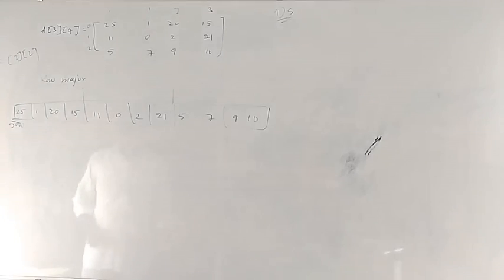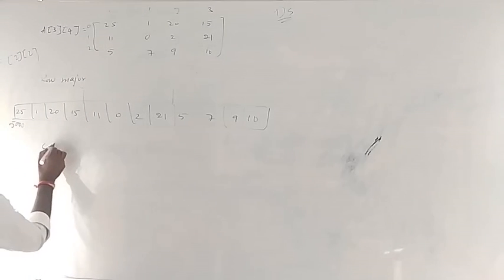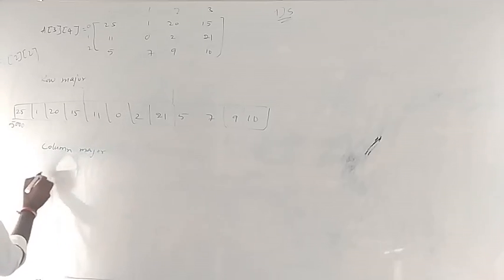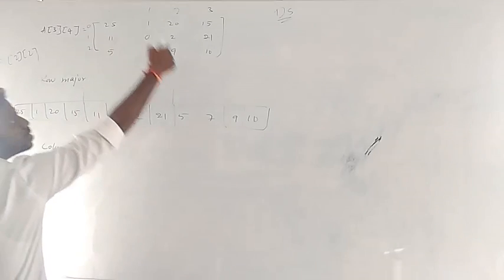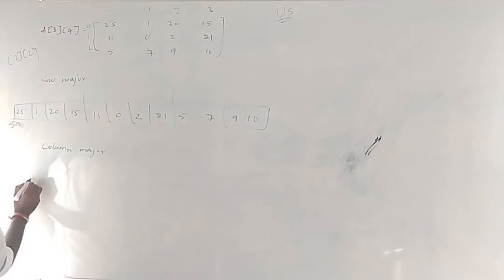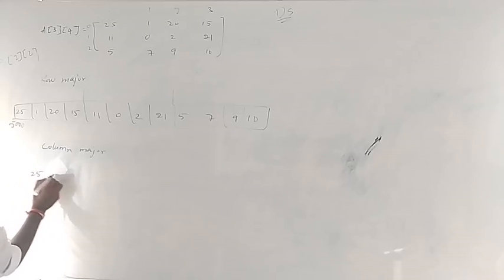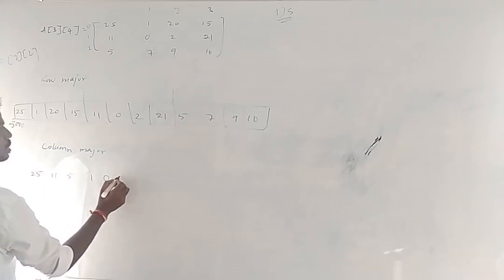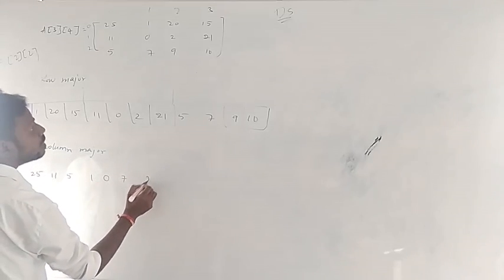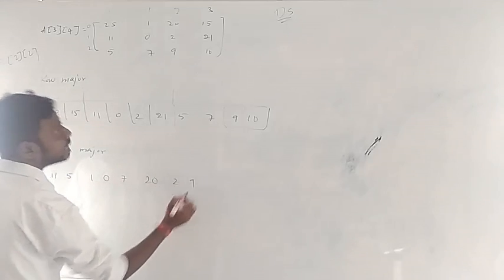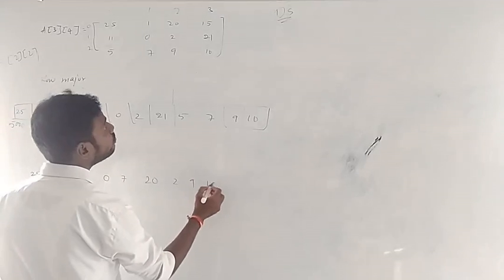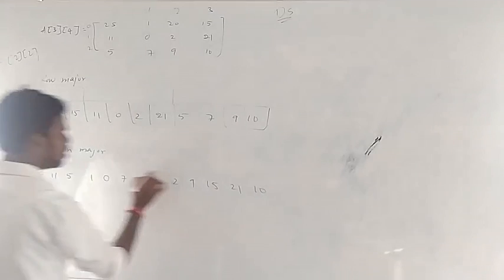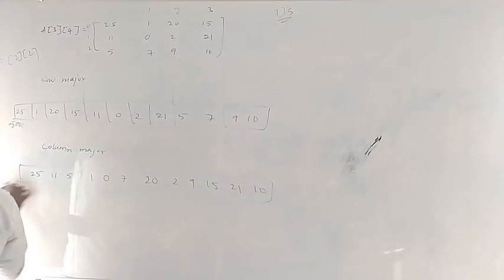In column major representation, we store the elements like this. The first column is stored, then the second column, third column and then the fourth column. The elements are 25, 11, 5, which is the first column. 1, 0, 7 is the second column, and the third column is 20, 2 and 9. And then we have one more column: 15, 21 and 10. You can observe the difference between row major and column major representation.